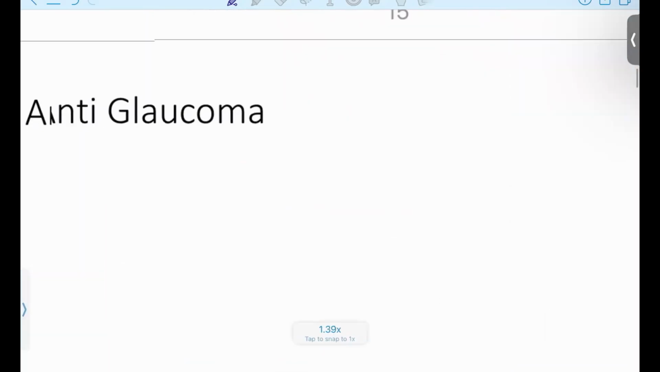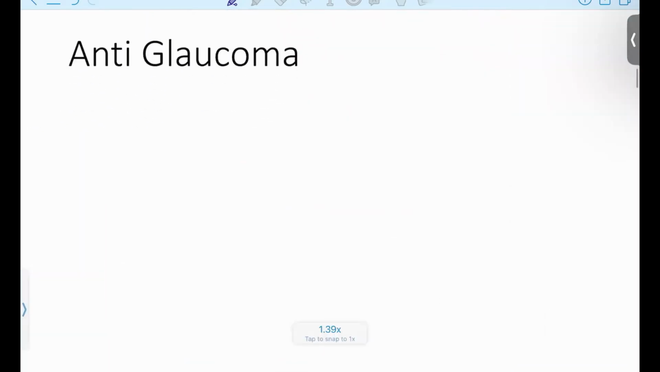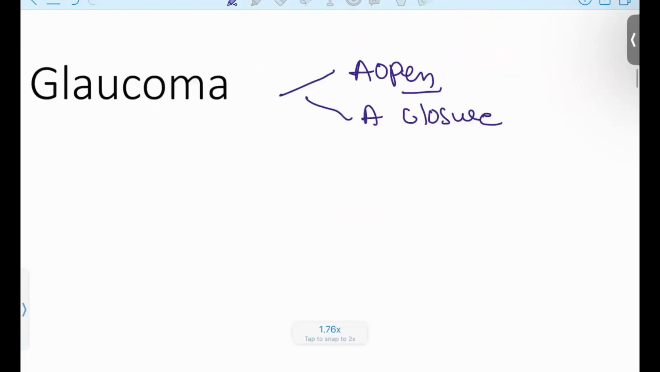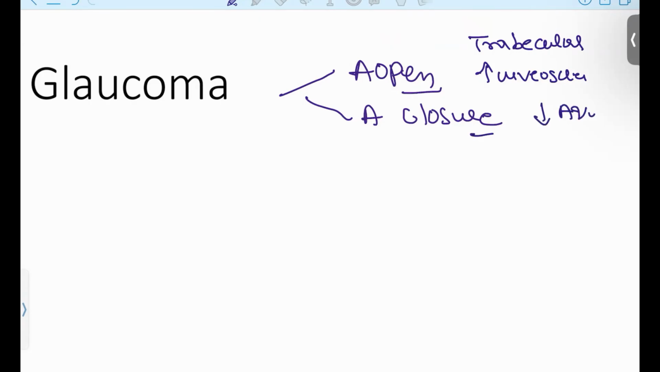Next, moving on to the anti-glaucoma drugs. In glaucoma also, we have two types, acute open angle and acute closure angle, right? So what we have to do, basically, in patients who have open angle glaucoma, either you have to repair the trabecular meshwork, or you have to increase the uveoscleral flow. In acute closure, mainly you have to decrease the aqueous humor production in this patient, right? These are the main goals of the drug of choice.